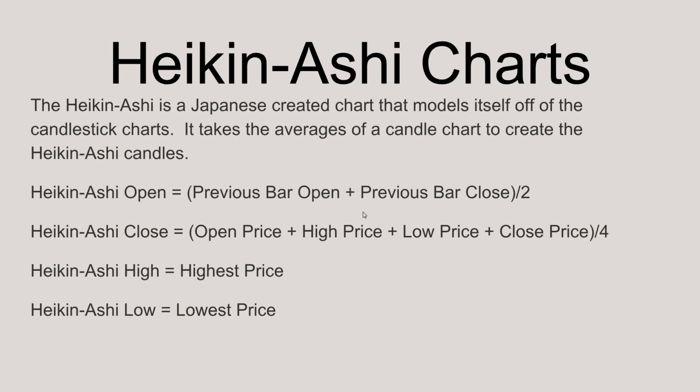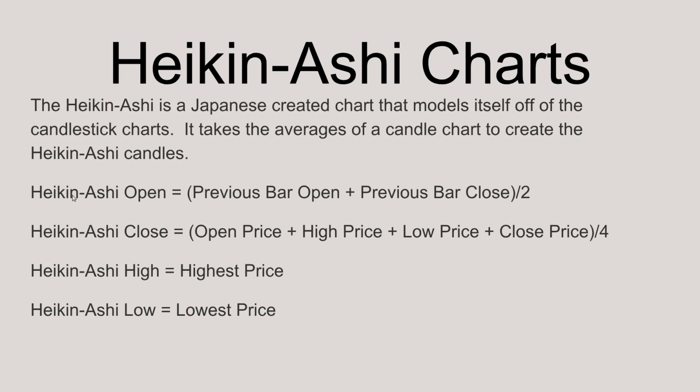The Heikin Ashi is a Japanese created chart, and it's very similar to the candlestick charts. How the Heikin Ashi differs from a normal candlestick chart, however, is it uses different averages of the candlesticks to figure out where exactly we're going to be putting that open or close. And it gets you more of a smoother chart, and some people are able to recognize trends better on the Heikin Ashis.